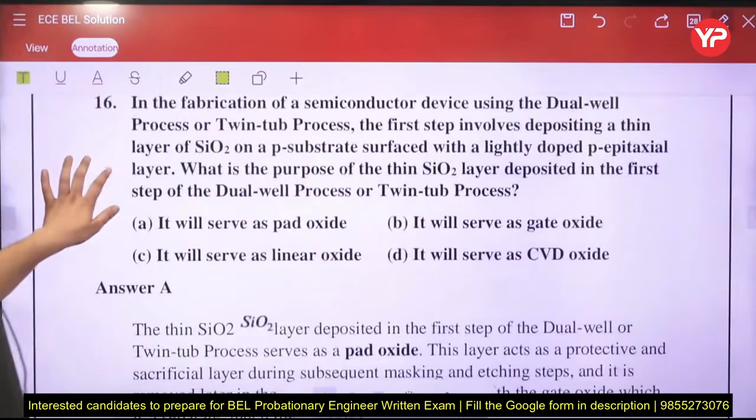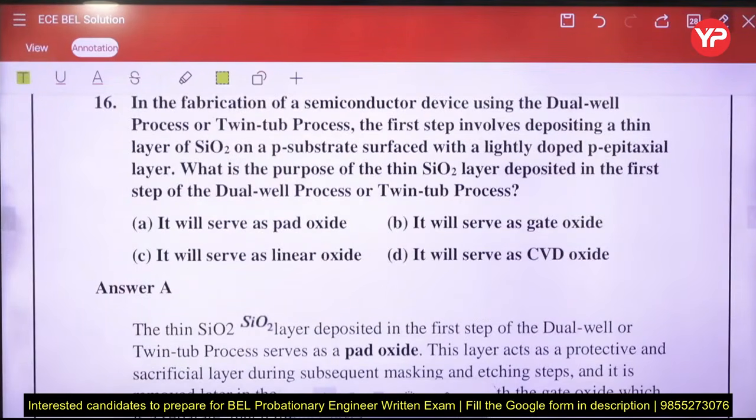Okay. In the fabrication of a semiconductor device using the dual well process or twin tub process, the first step involves the deposition of a thin layer of SiO2 on the p-type substrate surface with a lightly doped p epitaxial layer. What is the purpose of the thin SiO2 layer deposited in the first step of the dual well and twin tub process? It serves as a pad oxide. I already discussed that. This is called pad oxide.